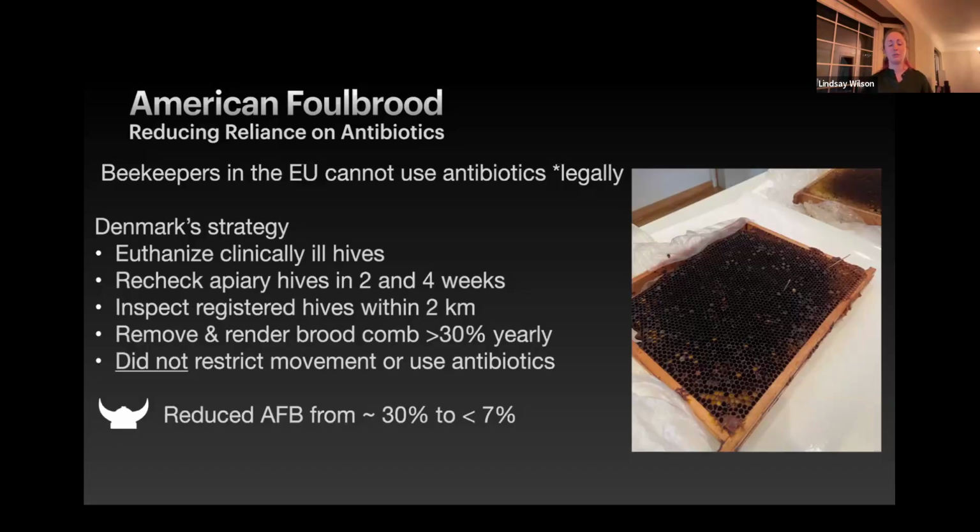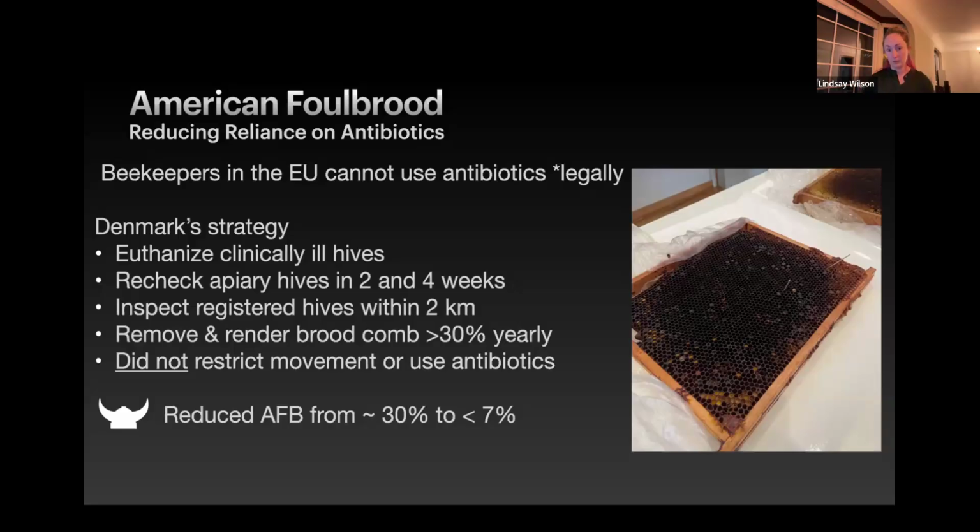Really significant when you think of a whole country, over 3 to 5 islands being able to do this together. So their strategy was, of course, again, if we've got a clinically ill hive, we do need to euthanize it. Those girls aren't going to be able to bounce back in a healthy way. They rechecked all the hives in that apiary in 2 to 4 weeks.